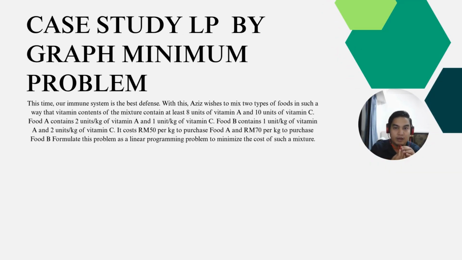Okay, moving on to the next part, which is a case study of linear programming by graph, a minimum problem. Begin with the question. This time, our immune system is the best defense. With this, Aziz wishes to mix two types of food in such a way that the vitamin contents of the mixture contain at least 8 units of vitamin A and 10 units of vitamin C. Food A contains 2 units per kilogram of vitamin A and 1 unit per kilogram of vitamin C. Food B contains 1 unit per kilogram of vitamin A and 2 units per kilogram of vitamin C. It costs 50 ringgit per kilogram to purchase food A and 70 ringgit per kilogram to purchase food B. The question is, how many kilograms of each food should Aziz include to minimize the cost while meeting the vitamin requirements?